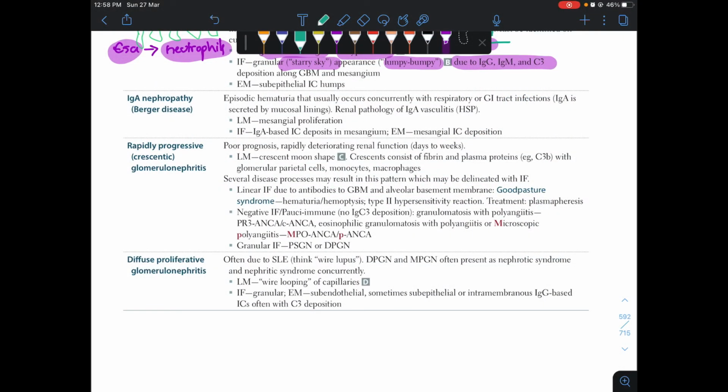Next, we have rapidly progressive or crescentic glomerulonephritis. When nephritic syndrome progresses to renal failure, it is termed rapidly progressive glomerulonephritis. This has a poor prognosis, with rapidly deteriorating renal function within days to weeks. In light microscopy, we find the crescent moon shape. We will see the figure later. This crescent consists of fibrin and plasma protein. This is the main important point. The crescent is formed by fibrin and plasma protein, especially C3b, with some glomerular parietal cells, macrophages, and monocytes.